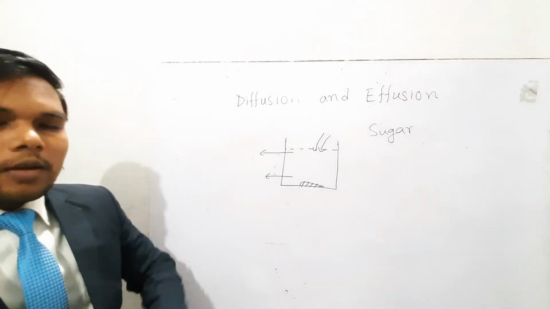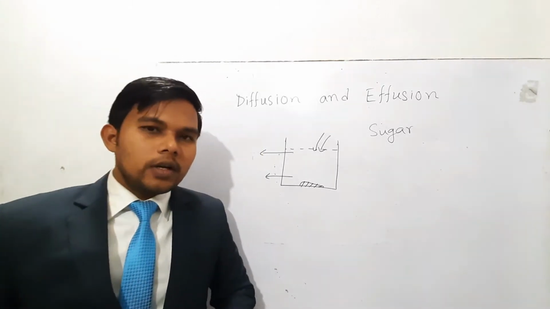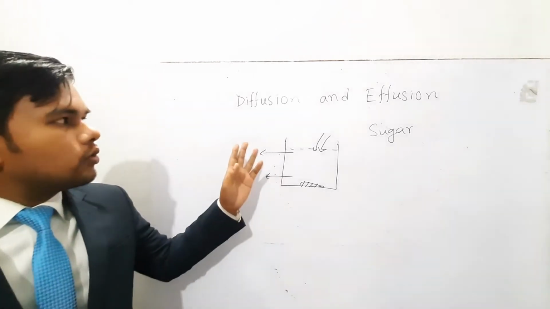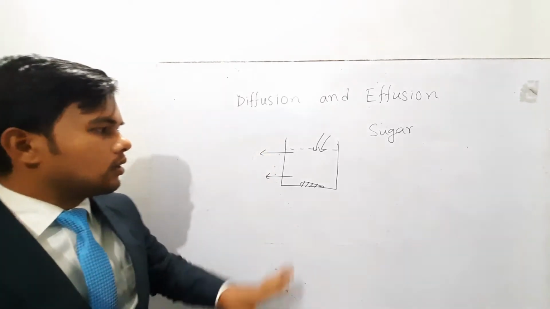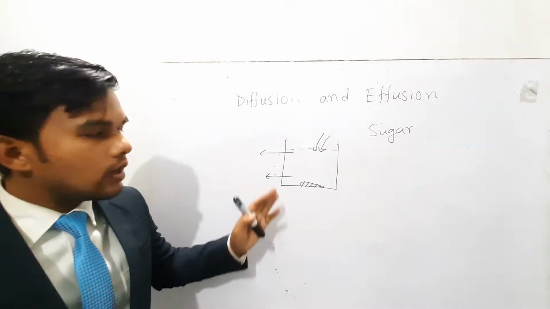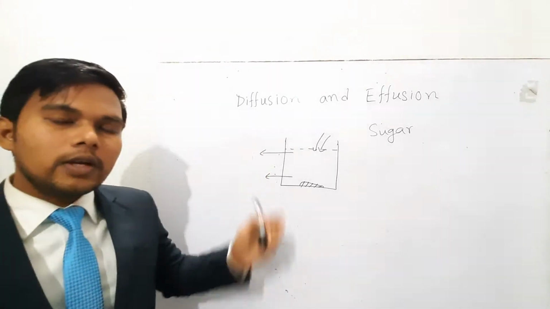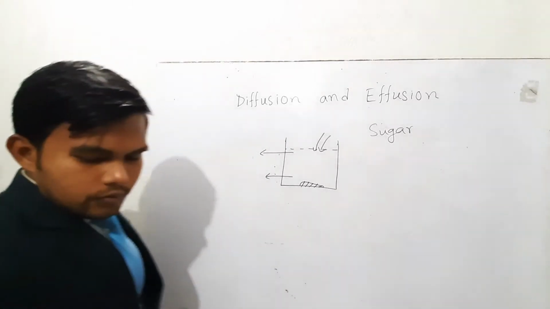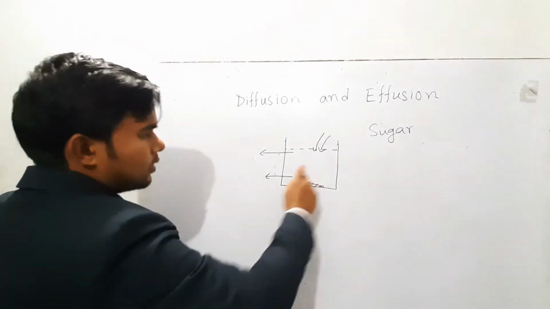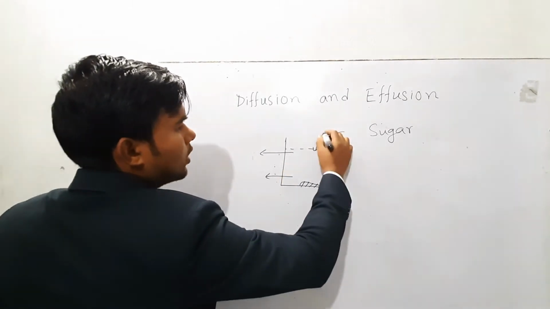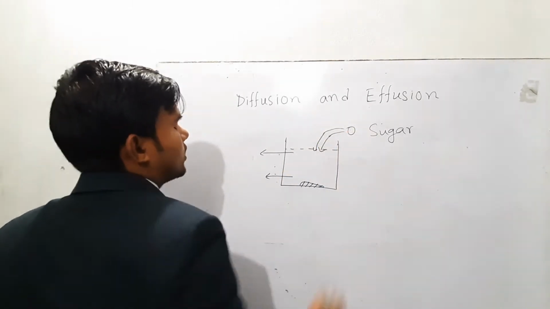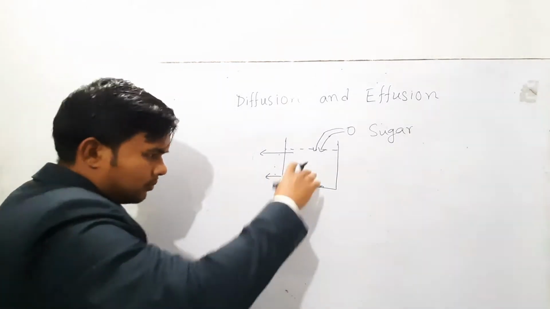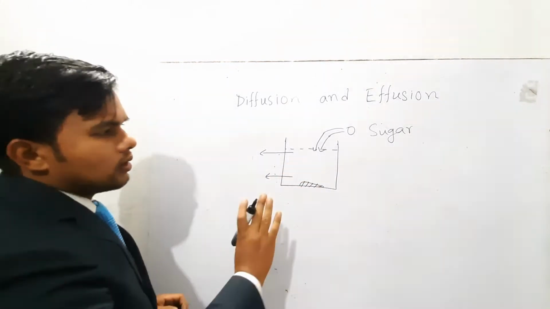Diffusion can depend on two things. One is temperature and another is the molecular mass of the substance. So first of all, I would like to describe the effect of temperature and then molecular mass. Have a look. In that case, if you add sugar to cold water, one spoon of sugar in cold water, and no need to stir it, just keep it.